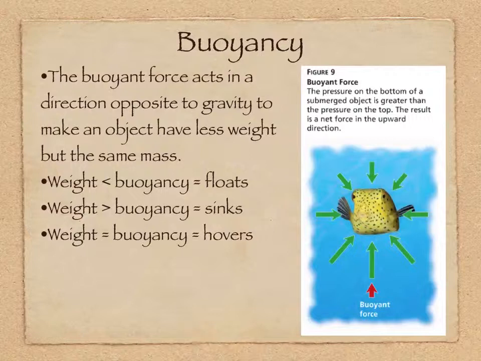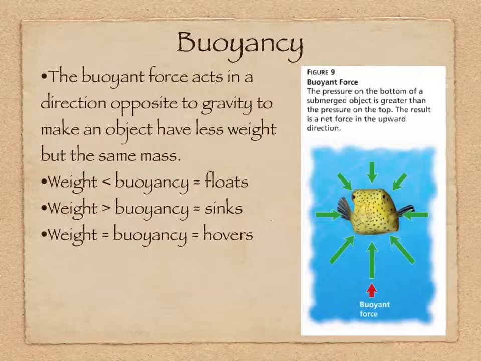Buoyancy is something that is related to these ideas that water is 1 and density is mass divided by volume. The buoyant force acts in a direction that's opposite to gravity. I'd like you to write that down. Buoyancy, or buoyant force, acts in a direction opposite to gravity.